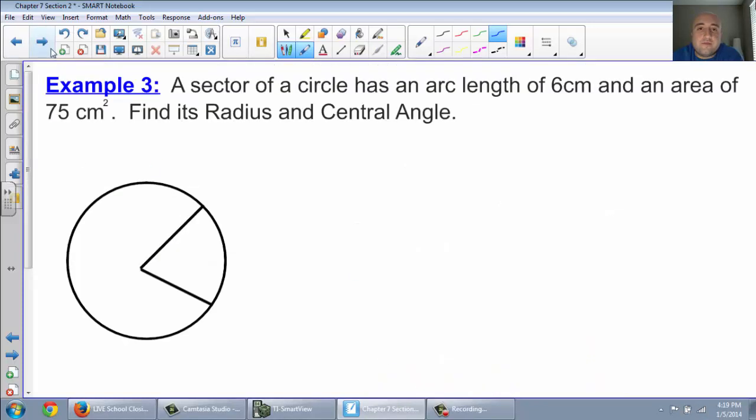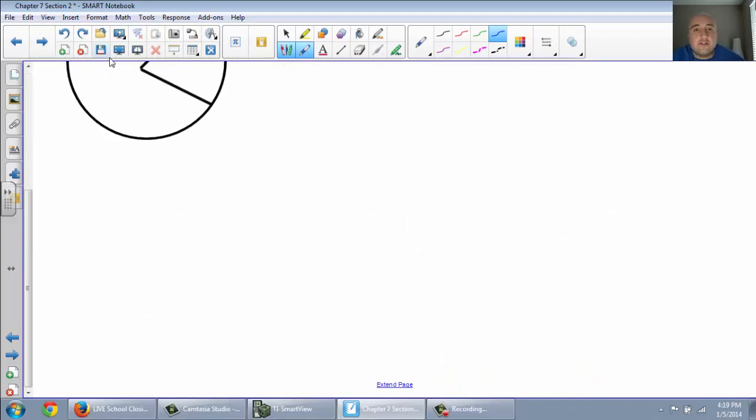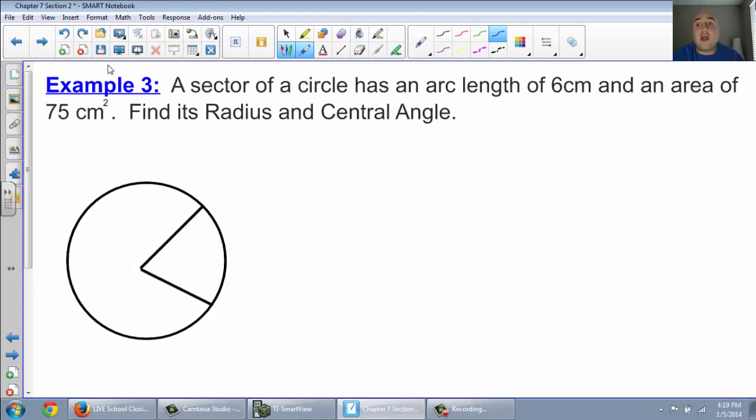All right, now, last example. It says a sector area of a circle has an arc length of 6. Okay, so for this one, we're not trying to find arc length and area. We're trying to find the radius and central angle. So let's list our letters. We know we need an S. We know we need K. We know we have an R. We know we have theta.